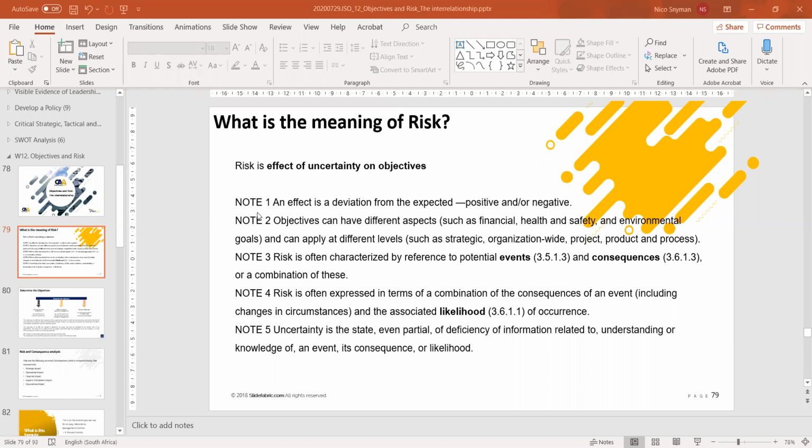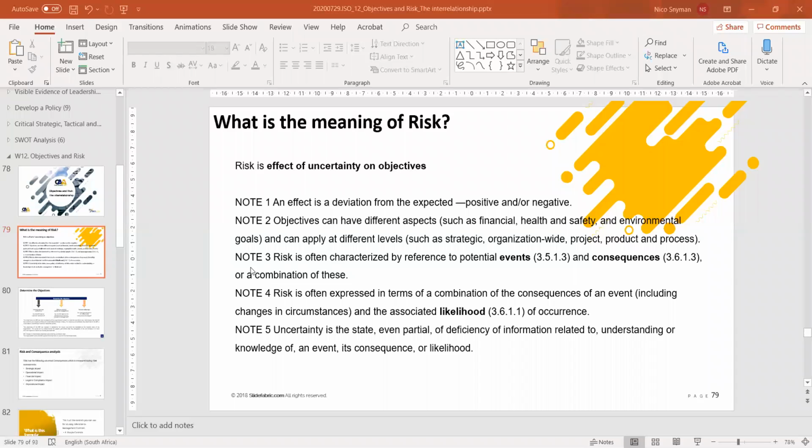Secondly, note 2 is objectives can have different aspects such as financial, health and safety, environmental, etc. And you can extend that into business continuity, every kind of environment where you are working with IT, supply chain, and can apply at different levels, such as strategic, organization-wide, project, risk, product, and process.